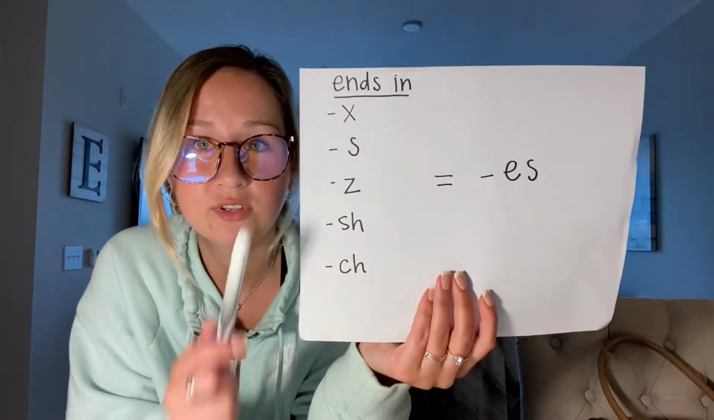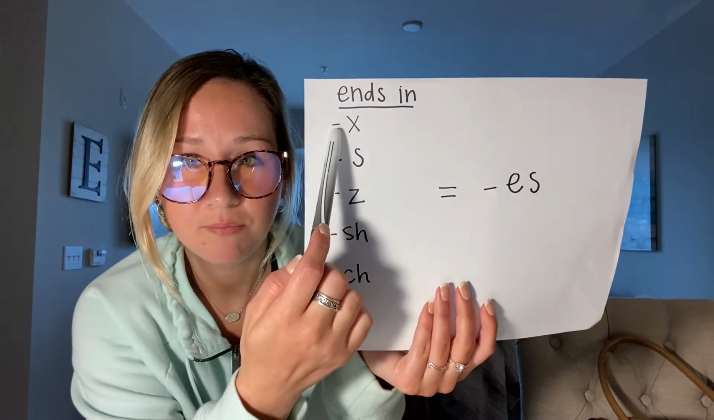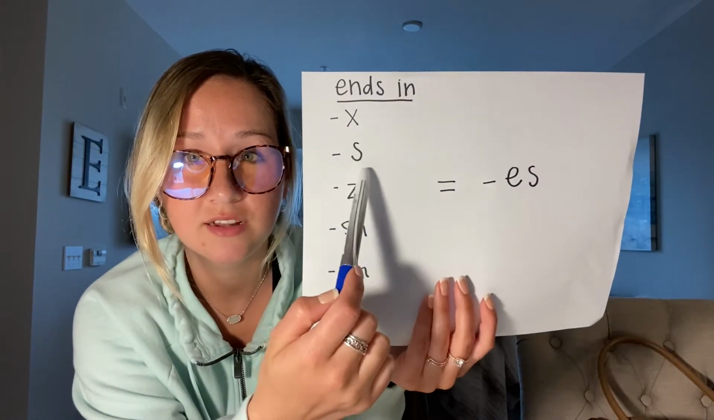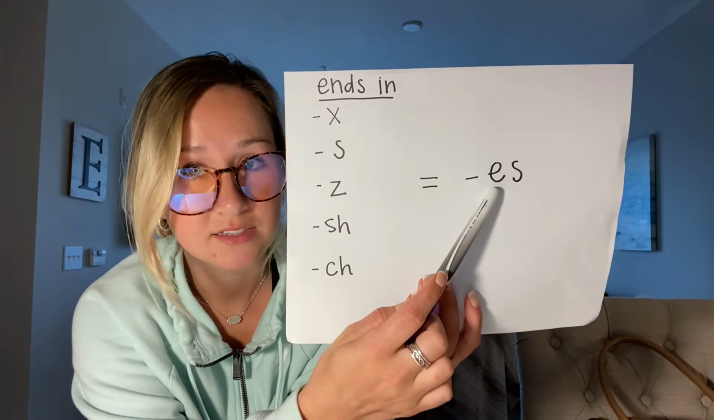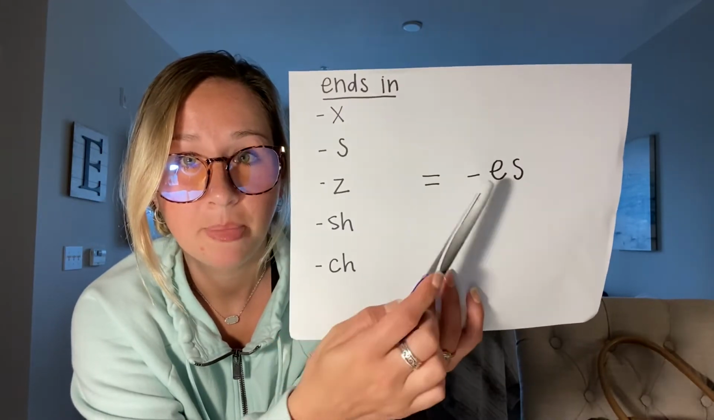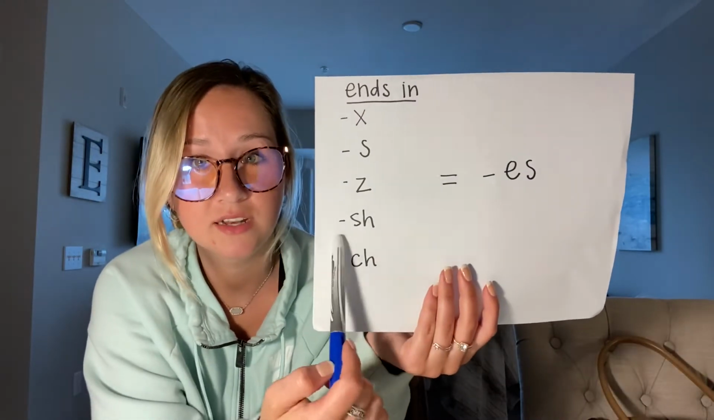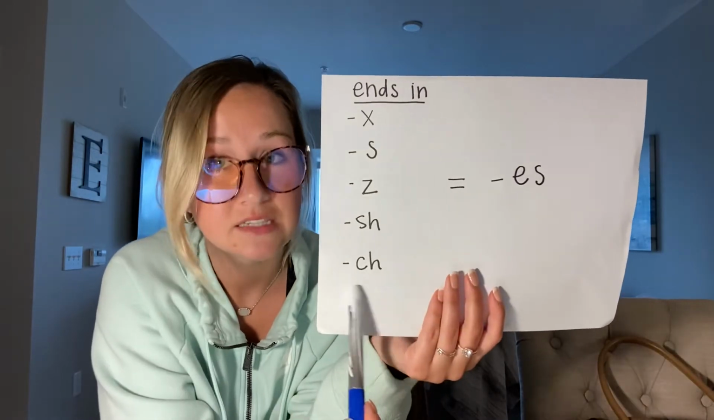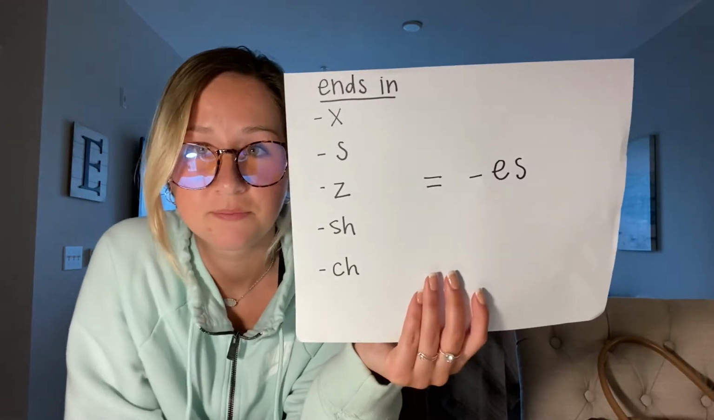So you might have thought of X, S, Z, SH, or CH. All these letters, if our word ends in an X, it gets the ES suffix. If it ends in an S, it gets the ES suffix. If it ends in a Z, it gets the ES suffix. Ends in SH, ES suffix, CH, ES suffix. So we have a word of the day today, and our word of the day is the word inches.